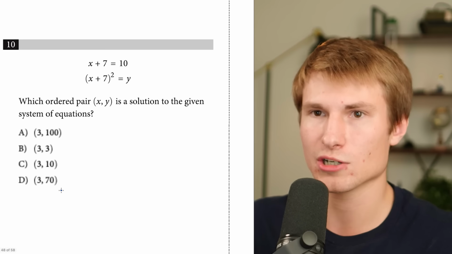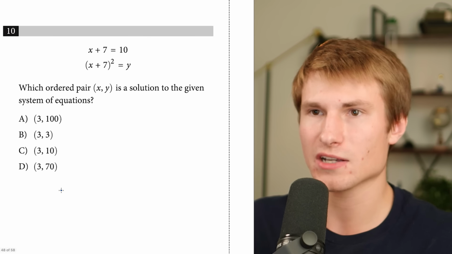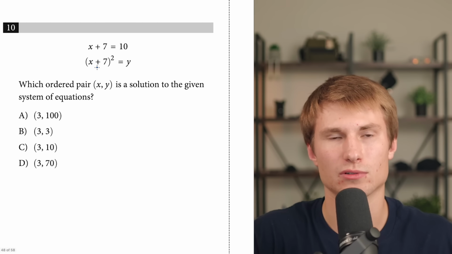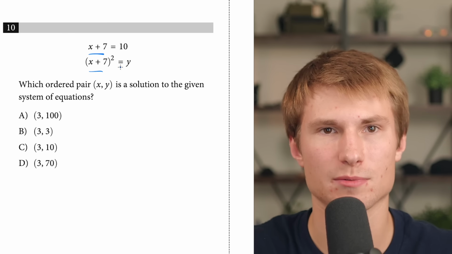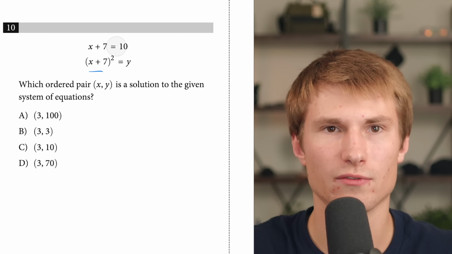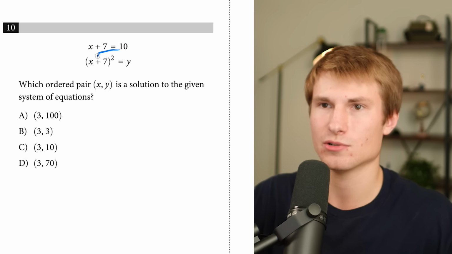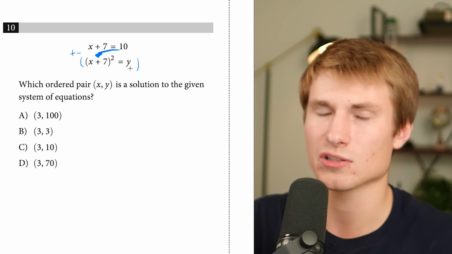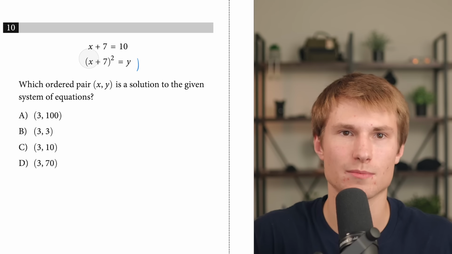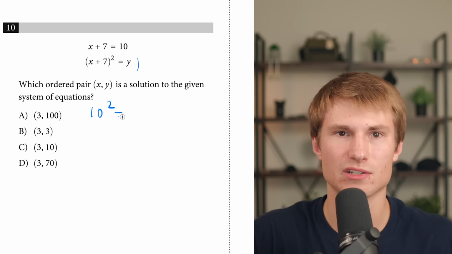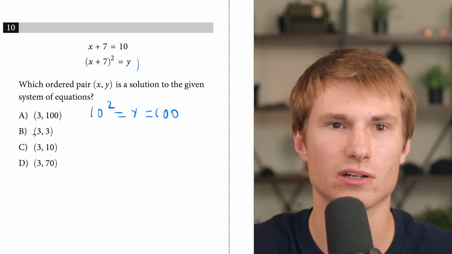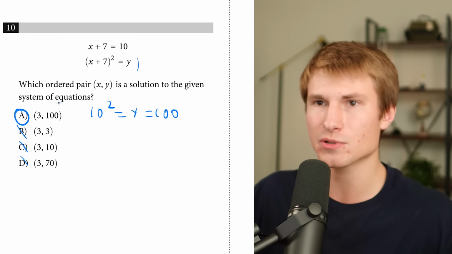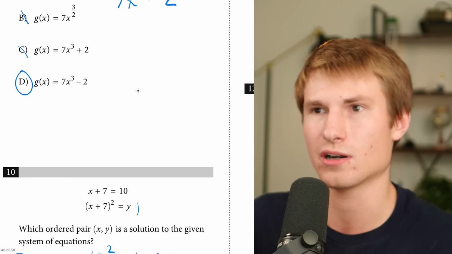Okay, moving on to question number 10. Which ordered pair xy is a solution to the given system of equations? We've got x plus 7 is equal to 10, x plus 7 squared is equal to y. Well, if x plus 7 is equal to 10, then we can just substitute in 10 for x plus 7, right? Stacked equations, look to add, subtract, multiply, or substitute. In this case, substitute. So that'd be 10 squared is equal to y, thus y must equal 100. Only answer choice with y as 100 is answer choice A, so A is our answer there. As you can see, understanding that trick for stacked equations saves you a ton of time.